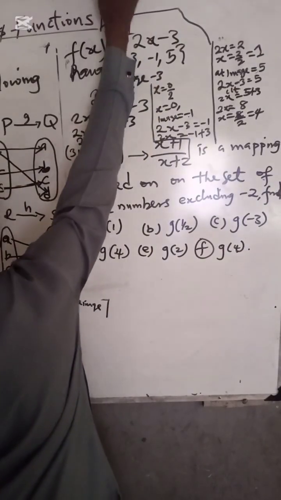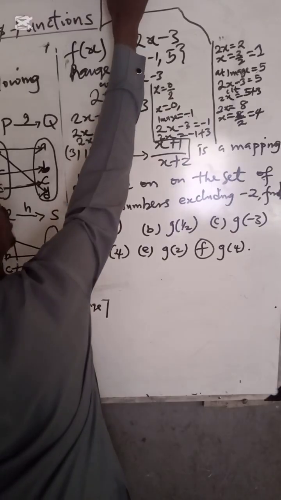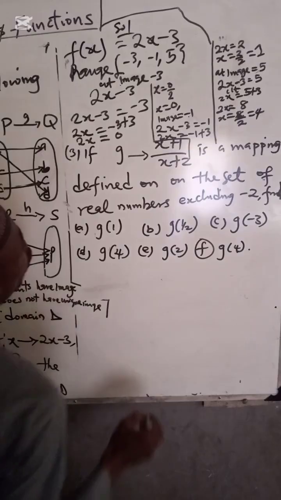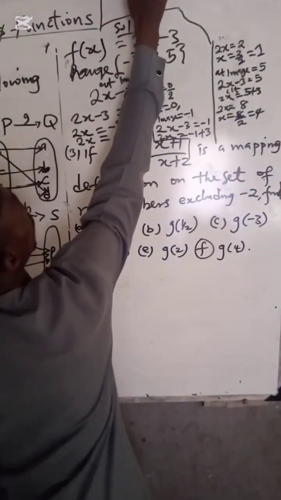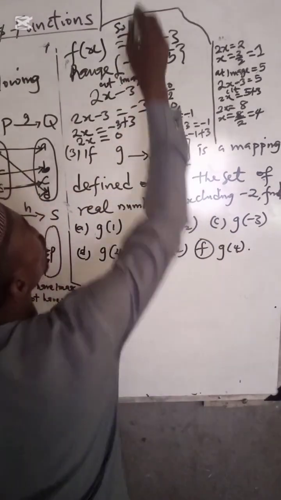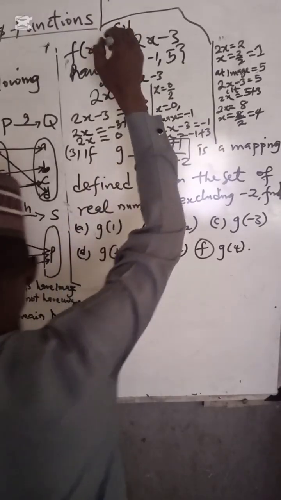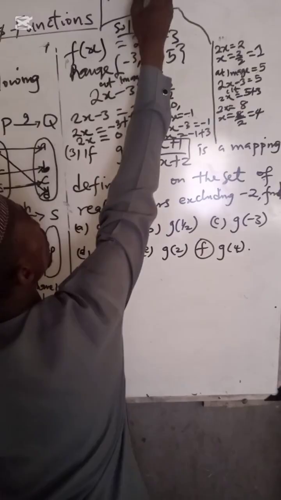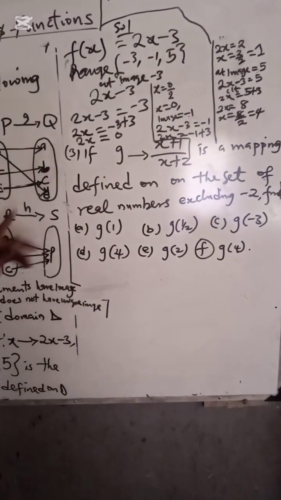So the set of our domain is what? Domain D: the first one is 0, the second one is 1, and the third one is 4. While the range given in the question is minus 3, minus 1, 5, using the relation 2x minus 3.